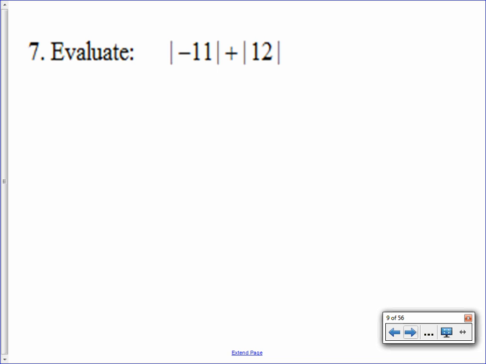You can do this with the calculator or without the calculator. Without the calculator, absolute value of negative 11 is 11. The distance from 0 is always positive. Absolute value of 12 is 12. 11 plus 12 is 23.